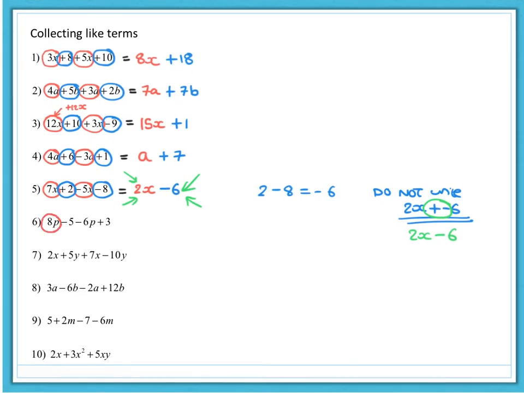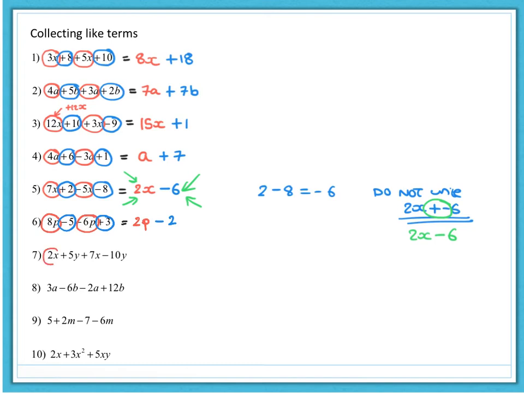So next one, we have 8p minus 6p being combined, and minus 5 being combined with positive 3. Now 8p minus 6p gives us 2p. Minus 5 plus a 3 gives us minus 2. Do not write plus minus 2, just write negative 2, because that's what happens when you combine negative 5 and positive 3.